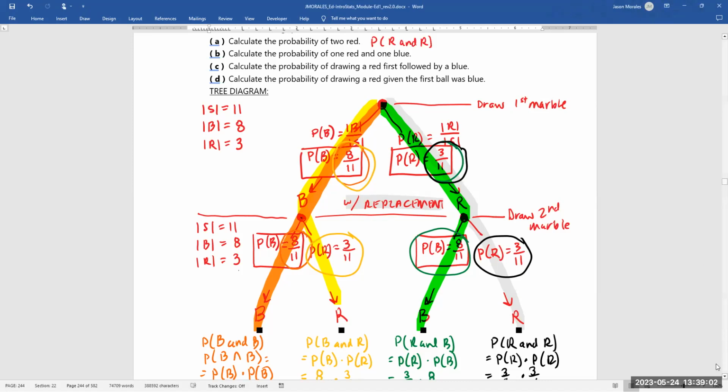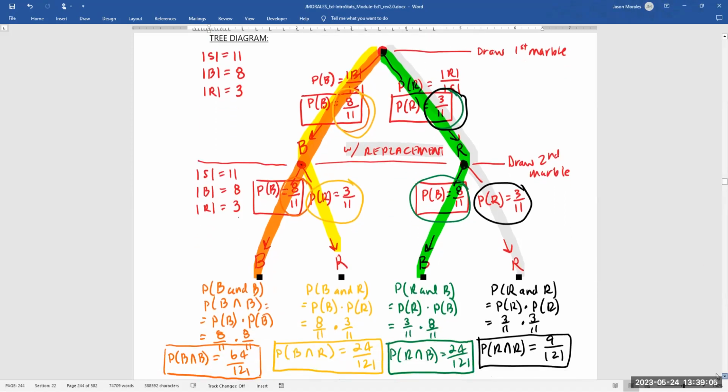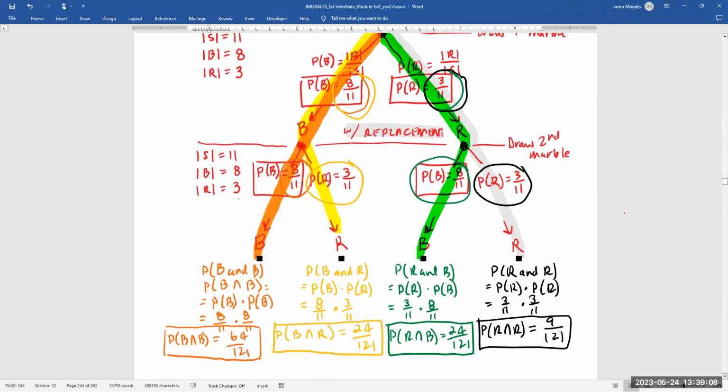So if we look down here on our tree diagram, we look across the bottom at the outcomes of drawing 2 marbles. We've got down here the probability of blue and blue, the probability of blue and red, the probability of red and blue, and here the probability of red and red. So this is the one that we're interested in for part A. So the probability of red and red is going to be 9 over 121.